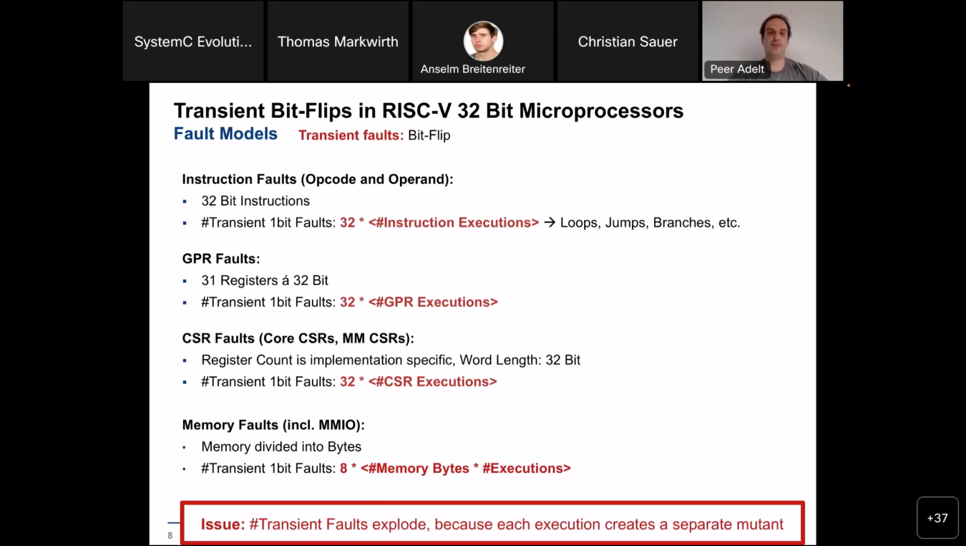So you can already guess that we will end up with lots of transient faults that are to be simulated. And this is only for single bit faults. It explodes even more if we drop the single fault assumption or go to multi-bit simulations. So this is just a main takeaway: transient faults explode because each and every execution creates a separate mutation that we need to test.